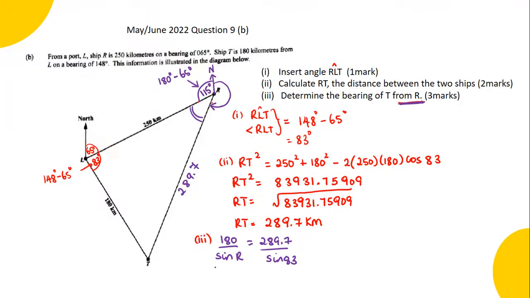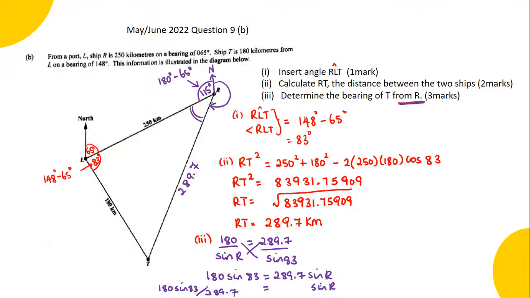All right, so let's cross multiply. We have 180 multiplied by sine 83 is equal to 289.7 multiplied by sine R. We are making R the subject of the formula. So sine R is equal to everything we have on the side divided by 289.7. This whole thing, everything here, is divided by 289.7. And we are now going to find R.